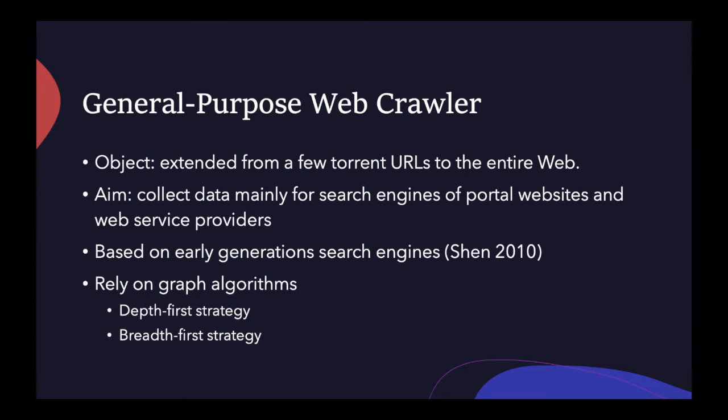General-purpose web crawlers are also called scalable web crawlers. The object of general-purpose crawling is extended from a few seed URLs to the entire web. The aim is to collect data mainly for search engines, portal websites, and web service providers. Most web search engines are based on early generation crawlers and rely heavily on graph algorithms. So the crawling strategies adopted by general-purpose web crawlers are some graph strategies, such as depth-first and breadth-first strategy.